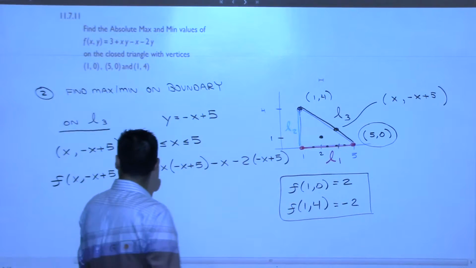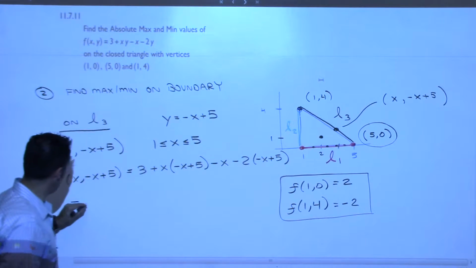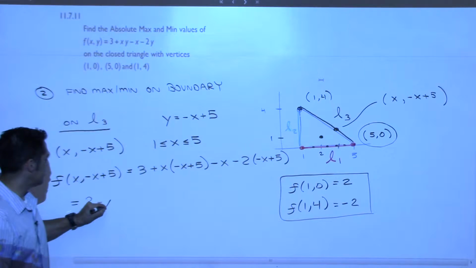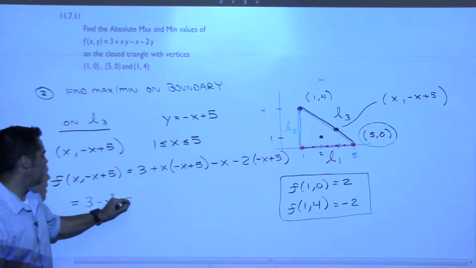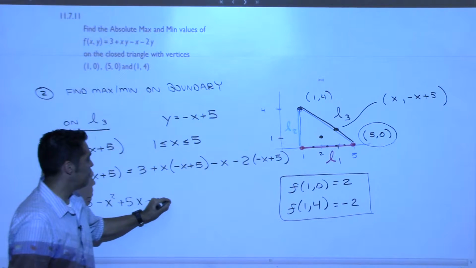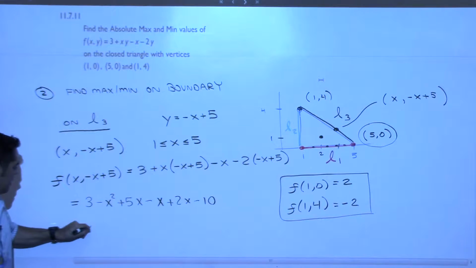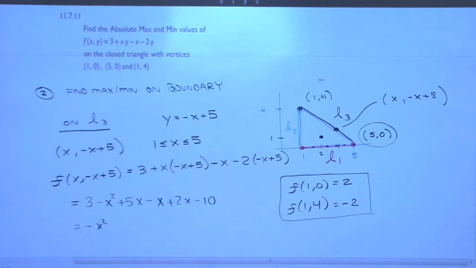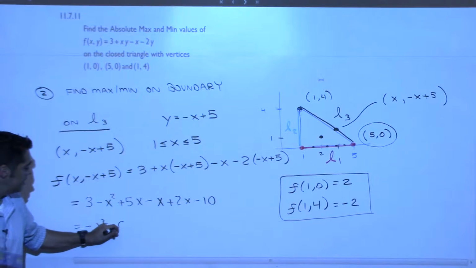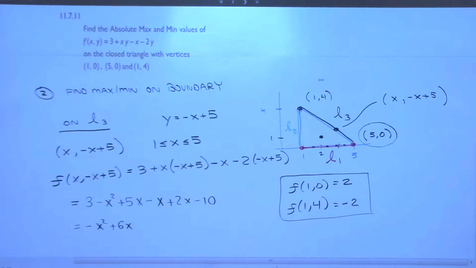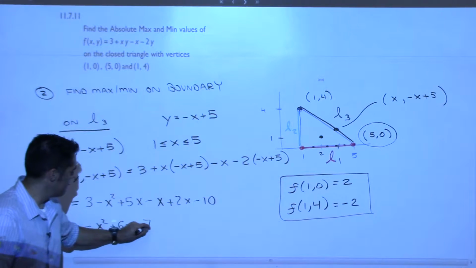It's going to. It's, let's see, 3 minus x squared plus 5x minus x plus 2x minus 10. Clean it up. -x squared, -x squared. How many x's do we have there? 6. 6 x's. Constant, -7. Boom, there it is.